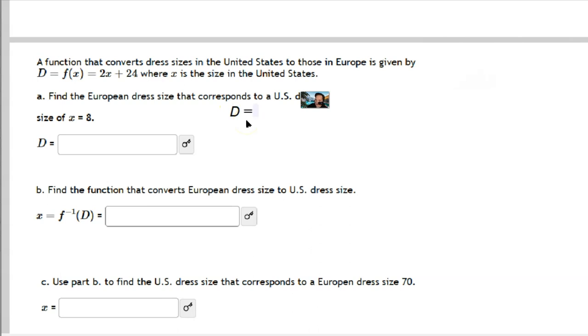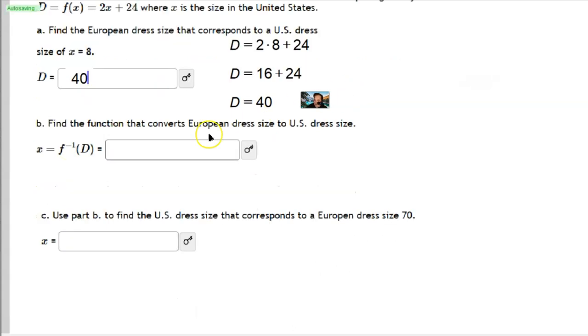Okay, so d would be equal to 2 times 8 plus 24. So d is equal to 16 plus 24. So d is equal to 40. Okay. Look at the next part here.